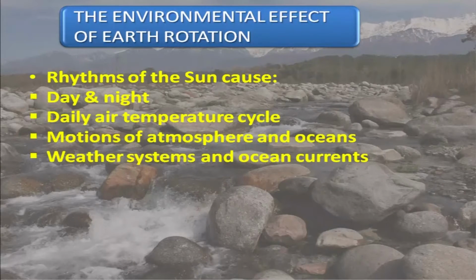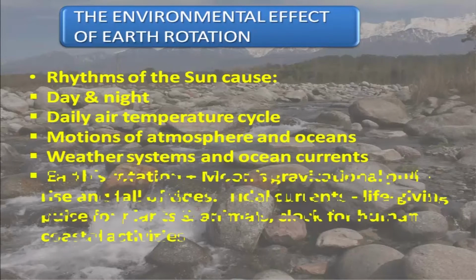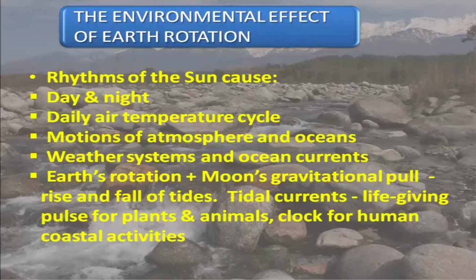Weather systems and ocean currents, and then Earth's rotation plus the Moon's gravitational pull causes the fall and rise of the ocean, resulting in the tides. And then tidal currents, life-giving pulses for plants and animals, a clock for humans, coastal activities, etc. So, these are all effects of the rotation of the Earth.